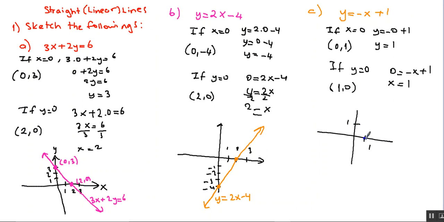1, 0 is here. X is 1, y is 0. Where is 0, 1? 0, 1 is here. So we join them. Write the equation. Y is equal to negative x plus 1. So this is how we sketch a straight line or a linear graph.